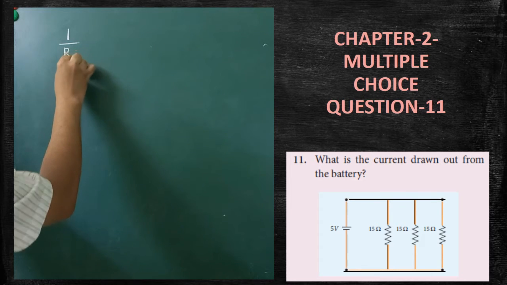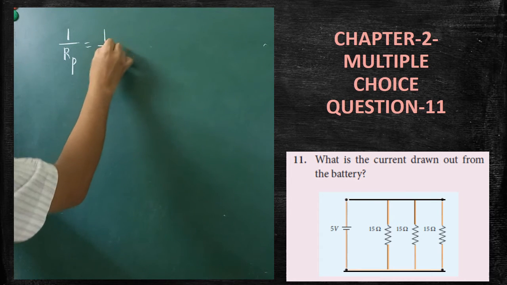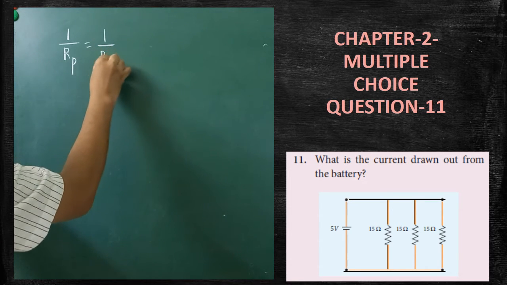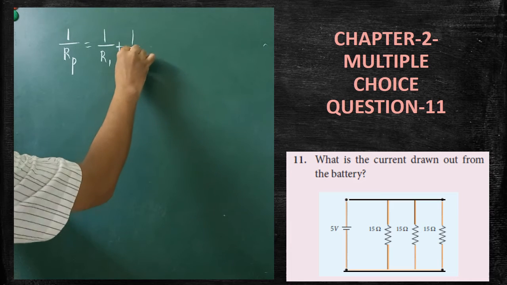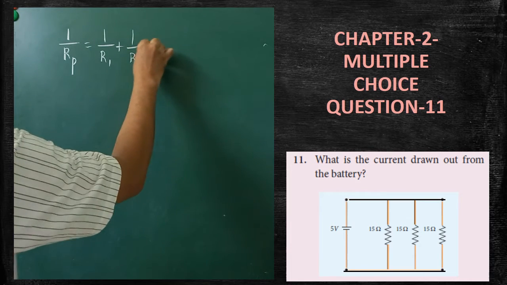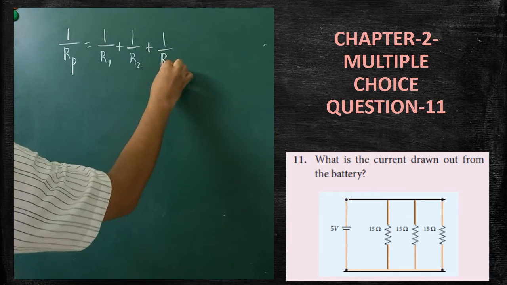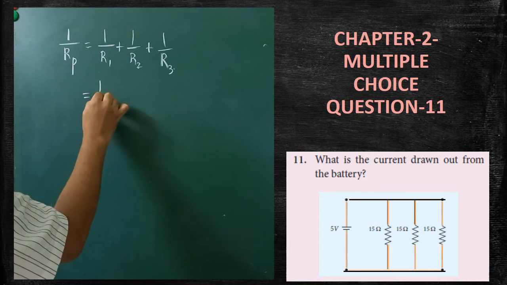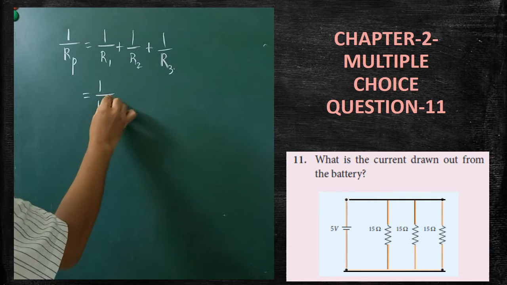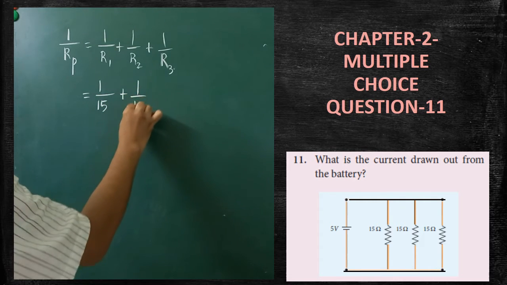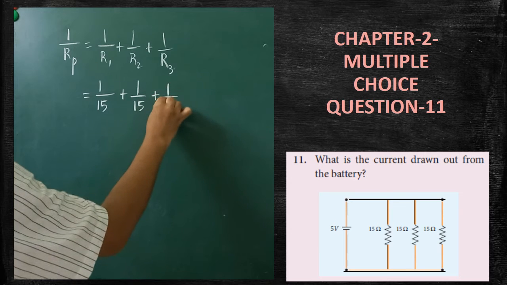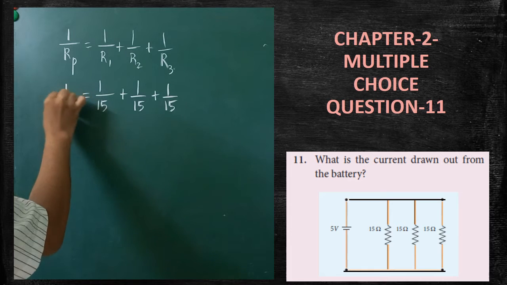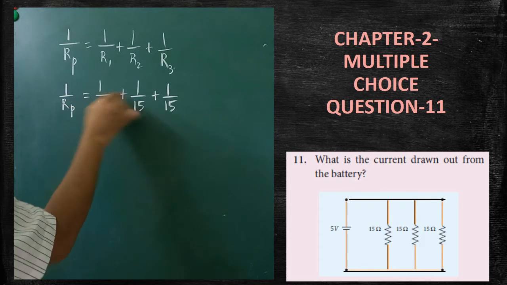Since they are connected in parallel, we have to use the formula 1 by Rp is equal to 1 by R1 plus 1 by R2 plus 1 by R3. This is a simple formula we often use. Substitute the values of all the three resistances: 1 by 15 ohm, 1 by 15 ohm, 1 by 15 ohm. All the three resistances are the same. Here 1 by Rp can be written.